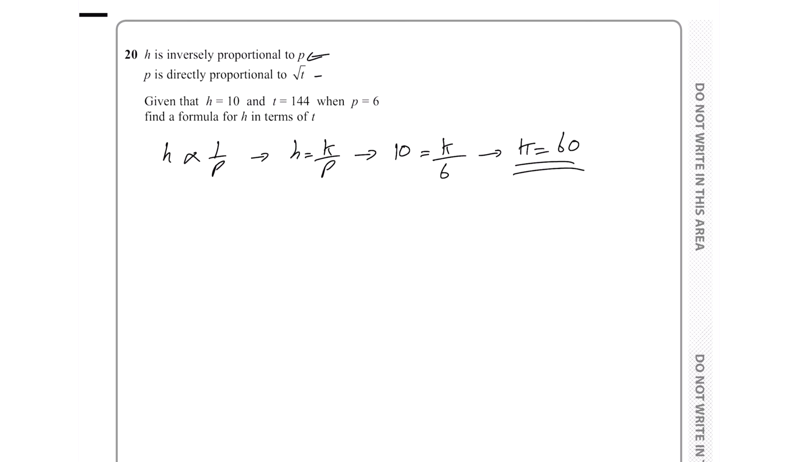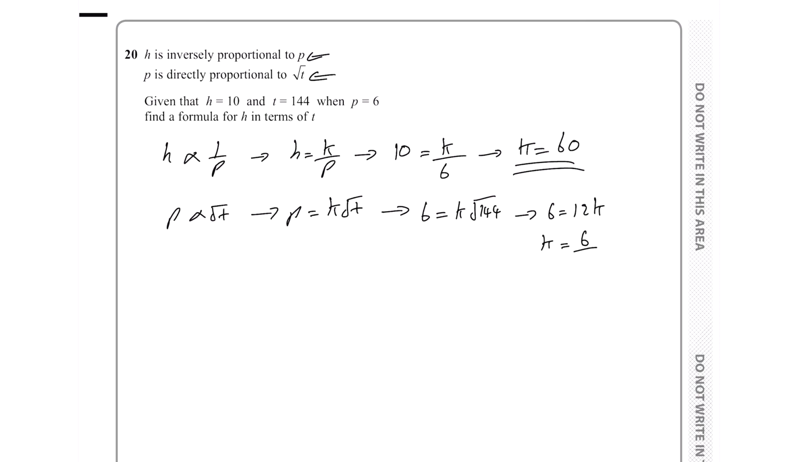And if I now move on to this bit, that's telling me that p is directly proportional to the square root of t. That can be written as p is equal to k, the constant of proportionality, times root t. I know p from the question is 6, I don't know what k is for this one, and I know t from the question is 144. So that can be written as 6 is equal to 12k, which means that k is equal to 6 over 12, which is 1 over 2.